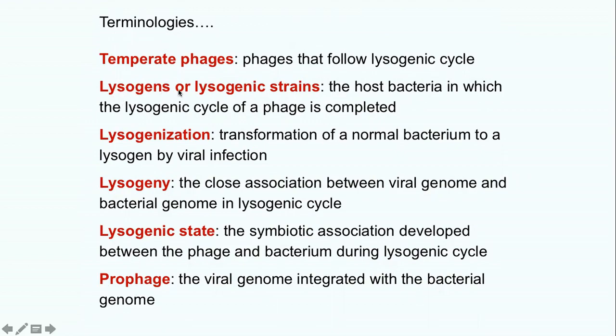Then you have lysogens or the lysogenic strain. These are the host bacteria within which the lysogenic cycle takes place. Then lysogenization is the process of transformation of a normal bacterium to a lysogen by viral infection. Lysogeny is a close association between the viral genome and the bacterial genome during the lysogenic cycle. And the lysogenic state is a symbiotic association developed between the phage and the bacterium during the lysogenic cycle. And this symbiotic association results in the formation of a prophage.